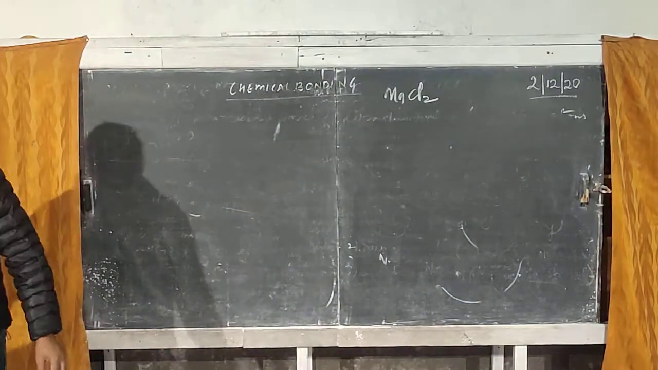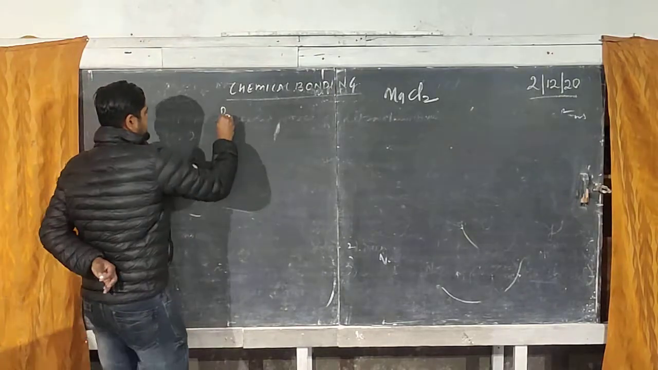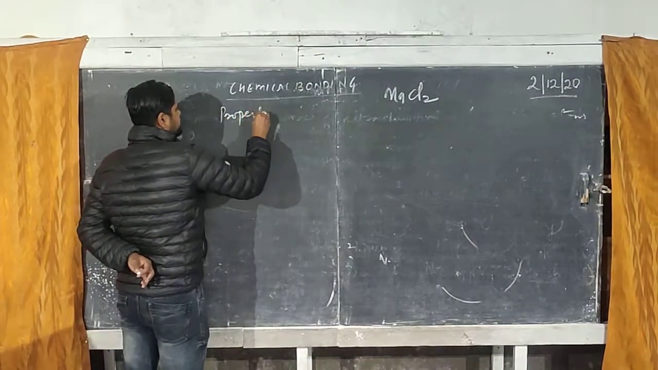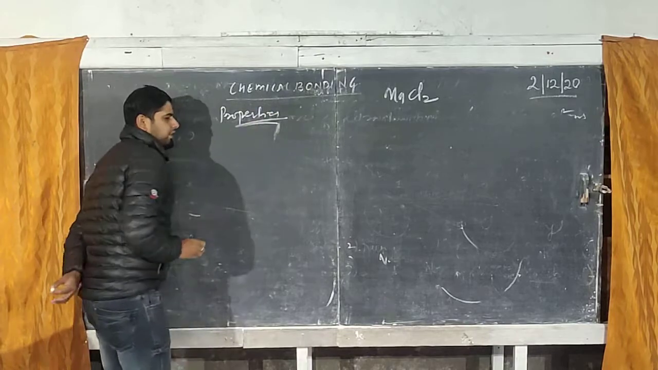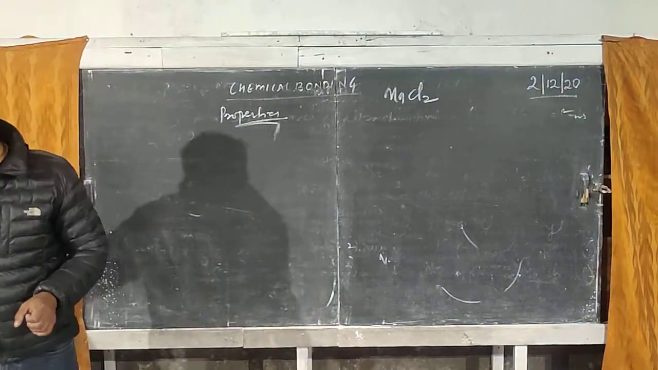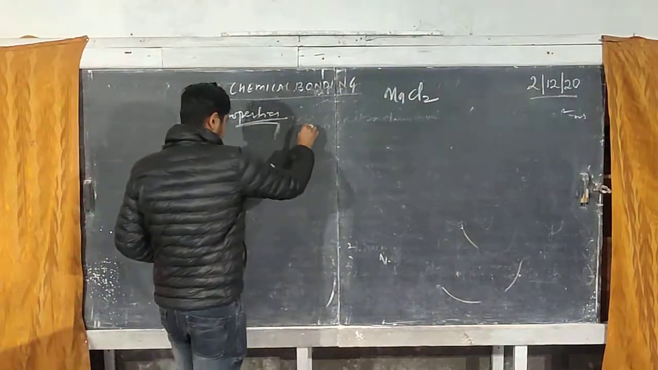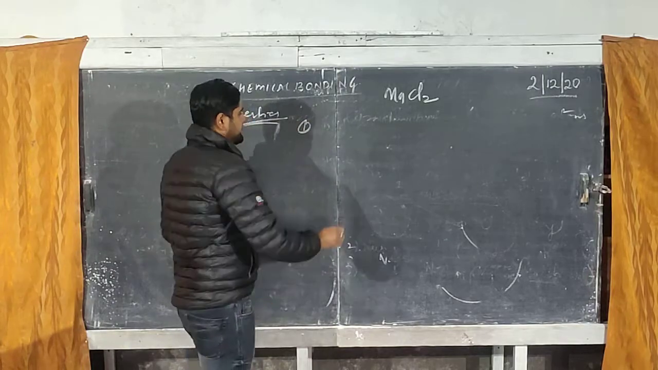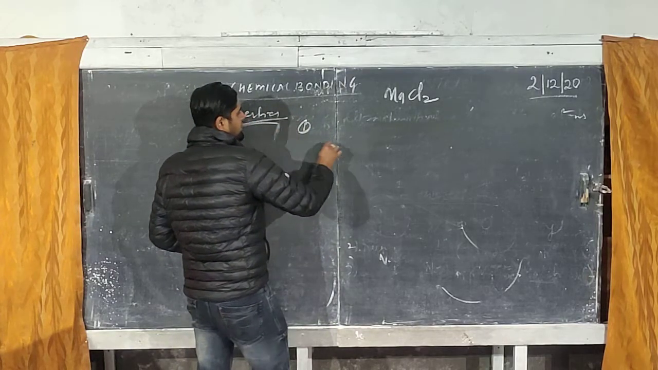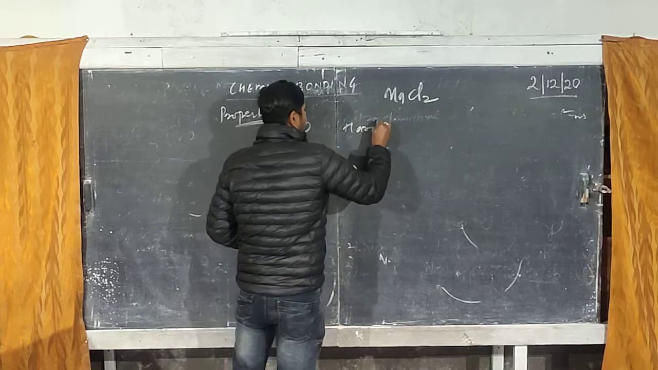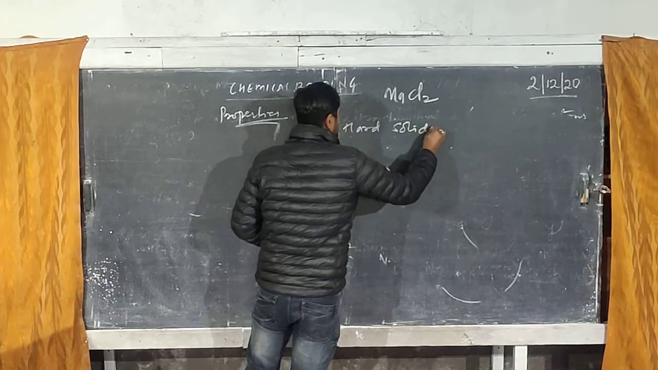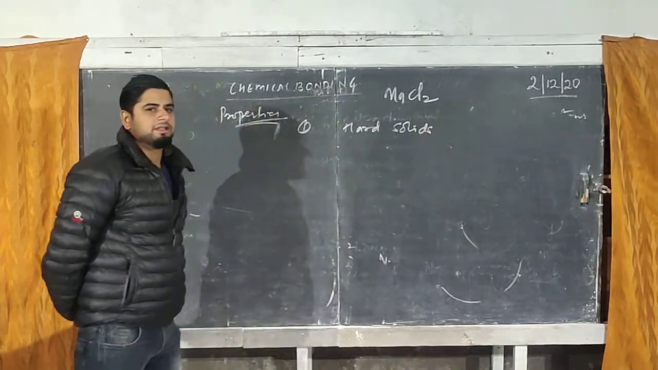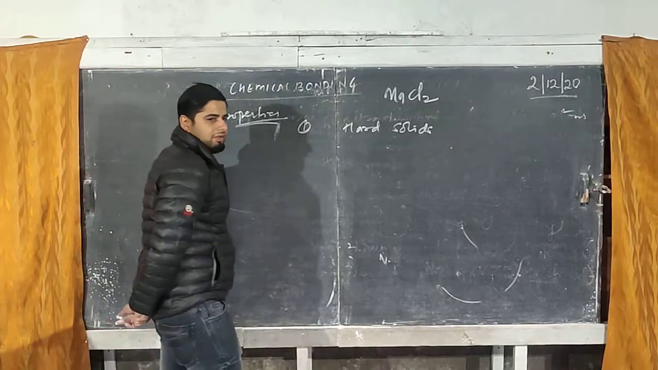Okay, now I'll tell you the properties. Very important properties. Number 1. All ionic compounds are hard solids. Okay, they are hard solids.